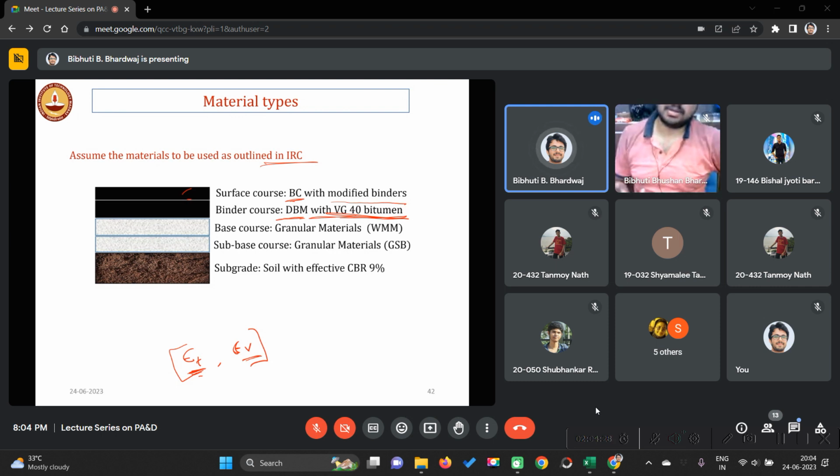I will share the link only to the people who message me over WhatsApp, and you can download it.